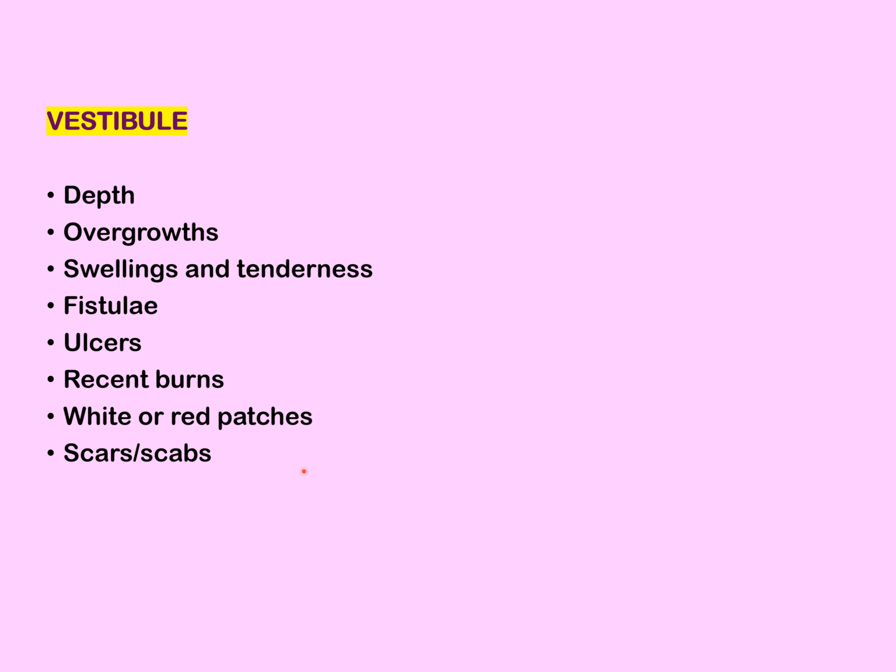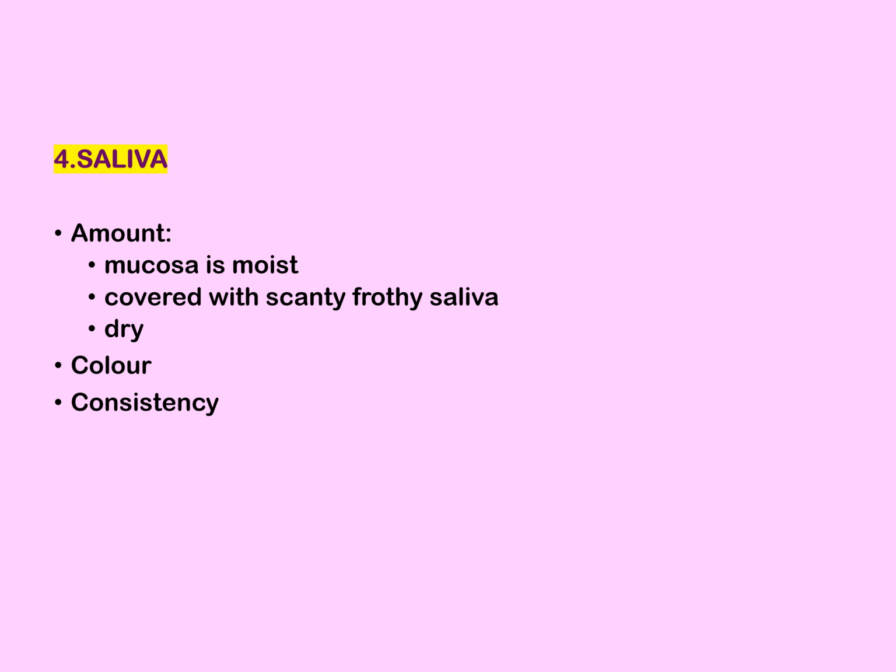In the vestibule, we check the depth of the vestibule. We look for any overgrowth or whether there is swelling or tenderness in the vestibular area. The presence of fistula and ulcers are also checked, and recent burns, white or red patches, scars and scabs are also looked for in the vestibular area.